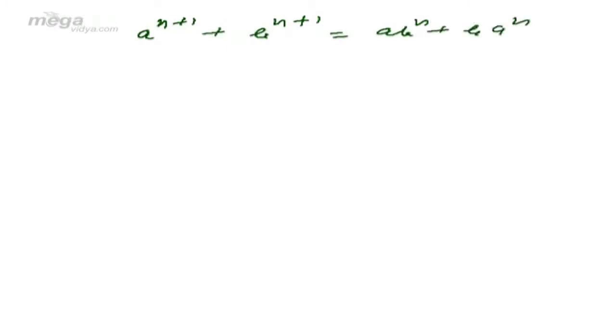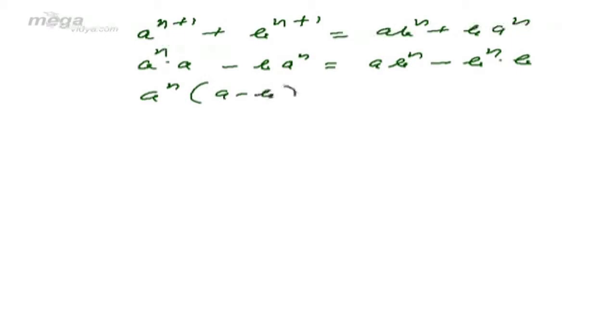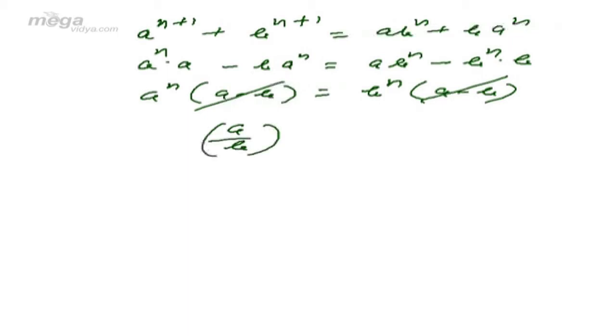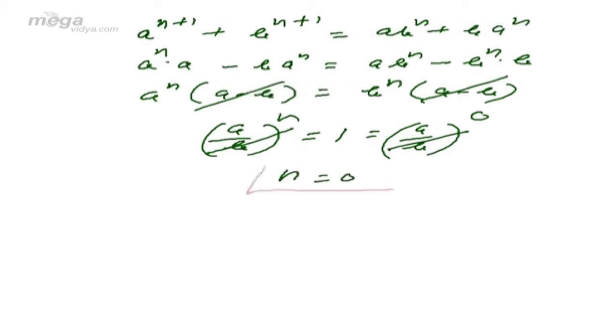Because of this, I split this in two parts, a^n into a, and a^n here we shift to this side. Then we get ba^n is equal to ab^n, and here minus b^n times b. Here we can take a^n common, it becomes (a - b), and on this side we take common b^n, then we get (a - b), this and this get cancelled. Then we get (a/b)^n is equal to 1, and this is also equal to (a/b)^0. This and this get cancelled, we get n is equal to 0. This is the value of n.